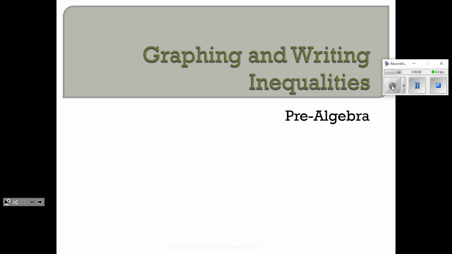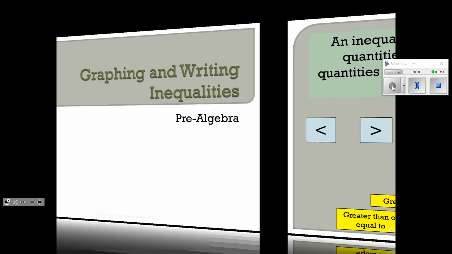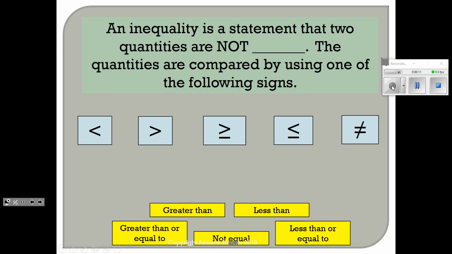In this lesson, we will be graphing and writing with inequalities. When you hear the word inequalities, I wonder what you think of. An inequality is a statement that two quantities are not equal. In all other equations we've been using an equal sign, which means that there is one solution. If you say x is equal to 5, then 5 is the only solution. But in inequalities, there will be more than one number that is the correct solution.